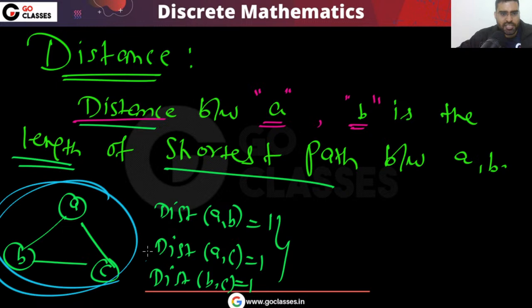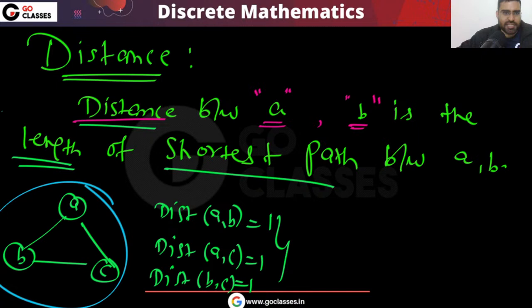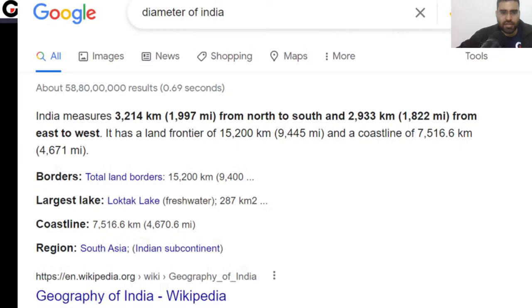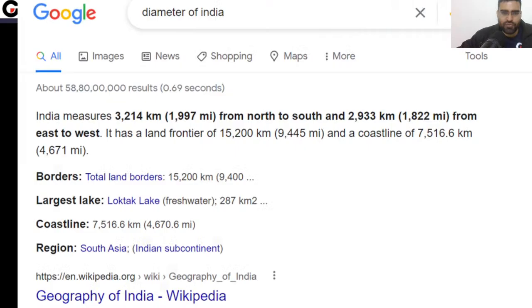Look at this graph. Distance between any two vertices is 1. Now let's see the concept of diameter. What is diameter? This concept is actually very simple. Can you tell me what is the diameter of India? If I ask you what is the diameter of India, then what will you say? If you Google the diameter of India, you will get something like Kashmir to Kanyakumari. That is the diameter. Diameter means the longest among all the shortest paths. Diameter means the longest shortest path.